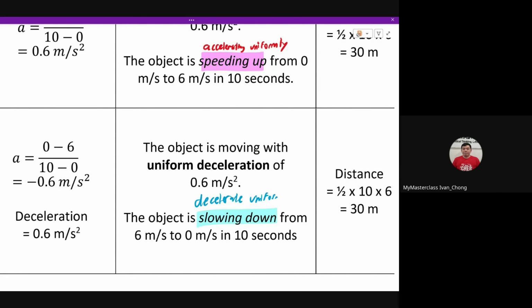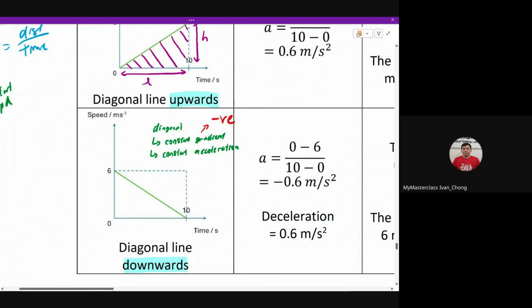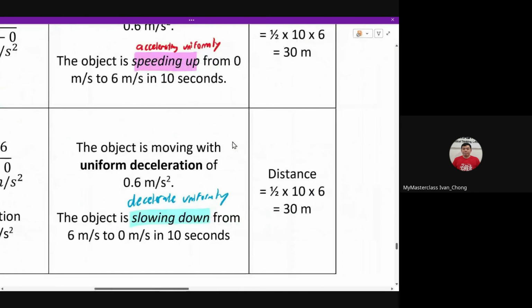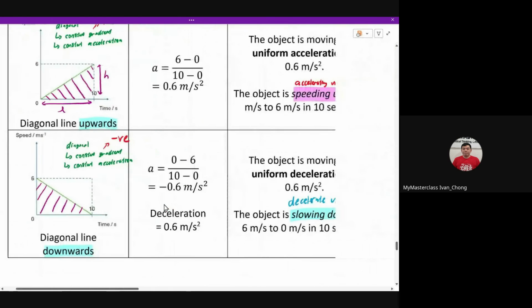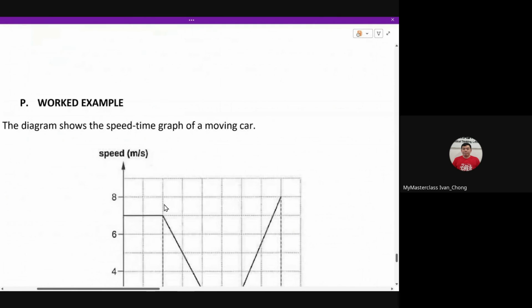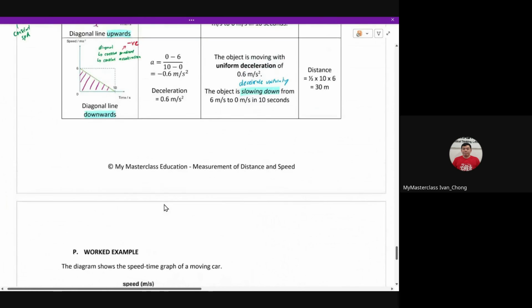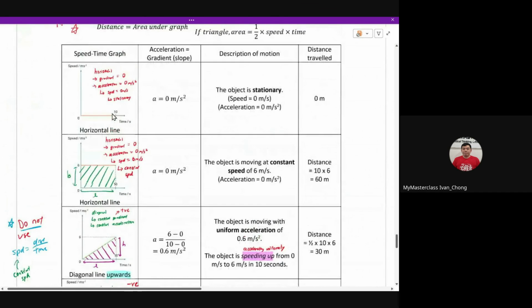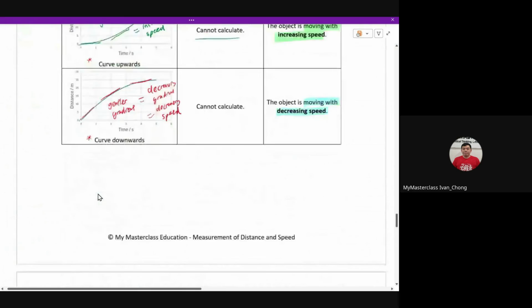Also can. Okay, so you can see the area under the graph is still the same. It's still a triangle shape. So because it's a triangle shape itself, we will just use half times base times height. Okay, so this is how you draw your speed time graph accordingly. So, confusing, right? So why do we need to learn all of this speed time graph, distance time graph itself?